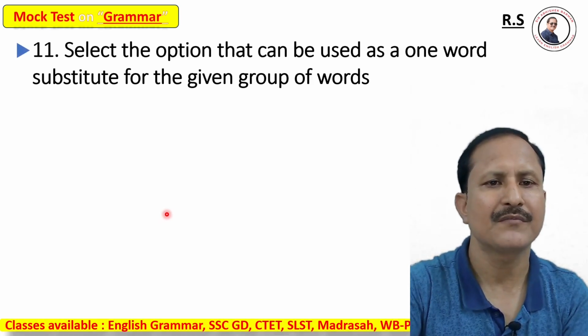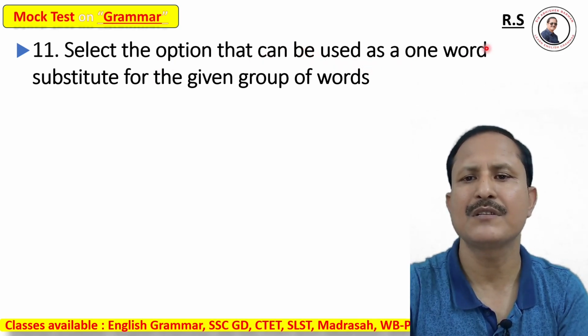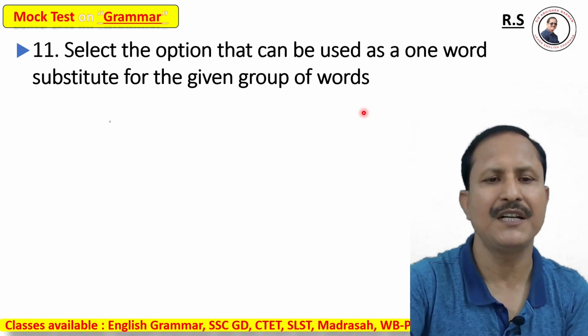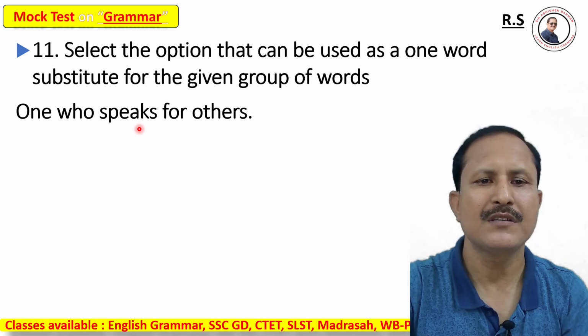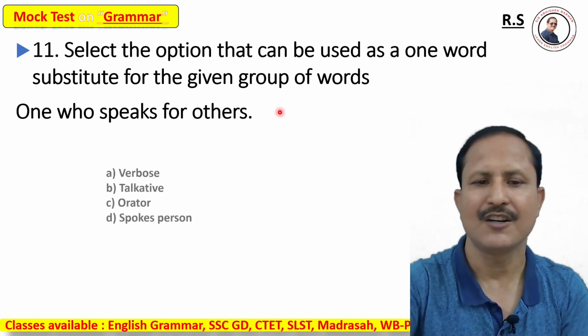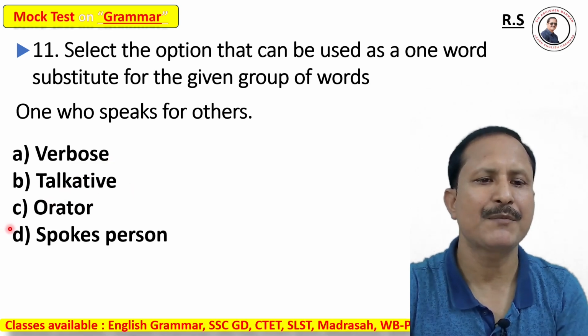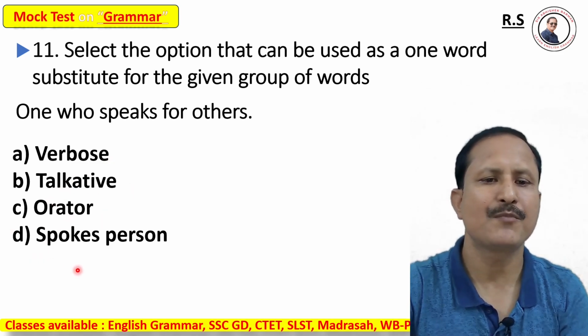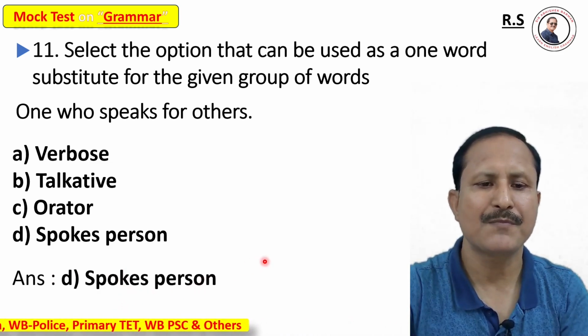Now, question number 11. Select the option that can be used as one word substitute for the given word group. One word substitute, a very, very important topic. The phrase: one who speaks for others. Options: option A, verbose. Option B, talkative. Option C, orator. Option D, spokesperson. The correct answer is spokesperson.